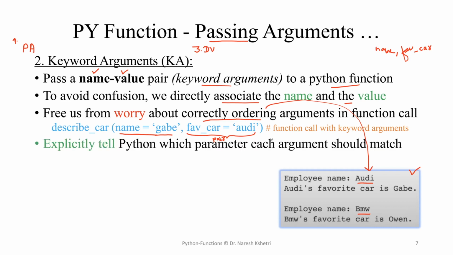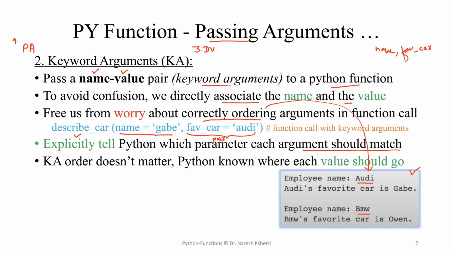So what does the pair do? It explicitly tells Python which argument should match which parameter. We don't have to tell that now; it is explicitly handled by the Python interpreter. Now the keyword argument order doesn't matter, but it used to matter with positional arguments. That's why I was saying you need to understand the positional arguments also in order to understand the keyword arguments.